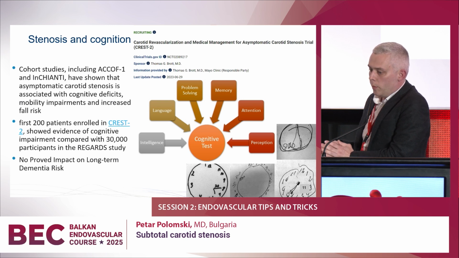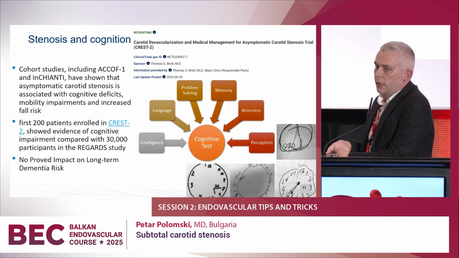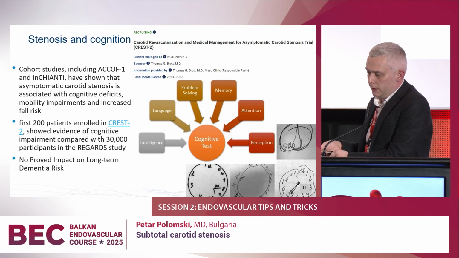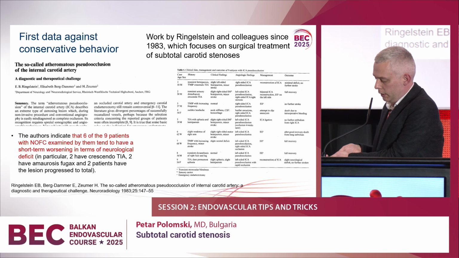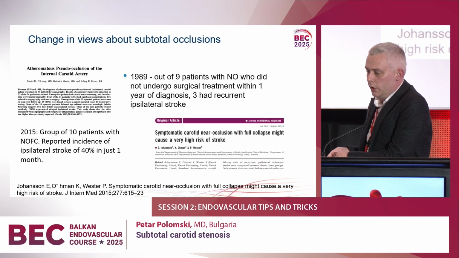The things are not so binary, as we know from the ACST and ICSS trials, also the CREST trial, because the problem is not only stroke or TIA versus no stroke or TIA in this patient. Carotid stenosis itself, I'm talking about severe carotid stenosis at all, not only total occlusion, is related with cognitive decline of the patient, which makes things a little bit more sophisticated. The first data against conservative behavior in near occlusion go back to 1983, a first small series.